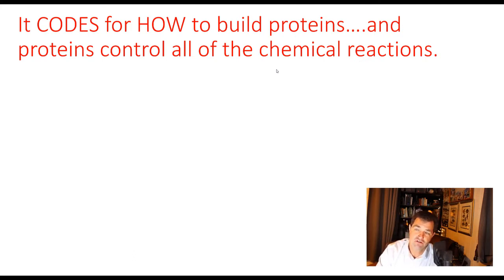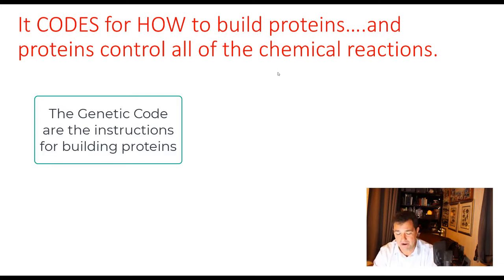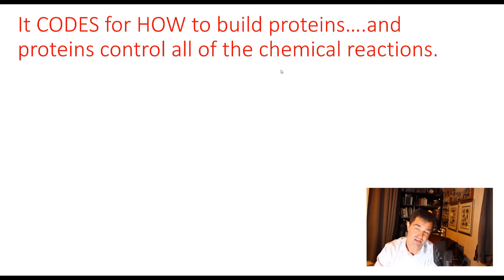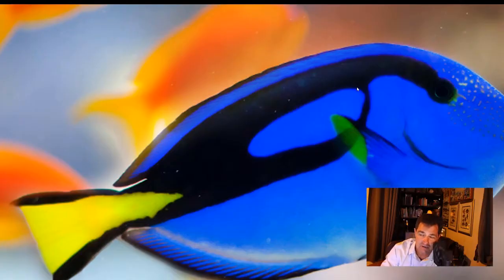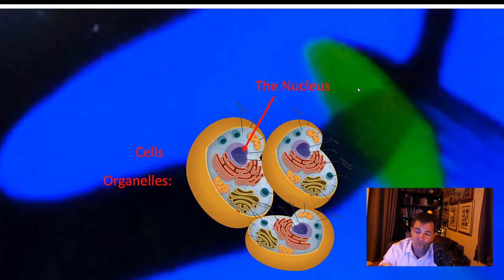Well, it codes for how to build proteins. So when we talked about the nucleus of a cell, remember I said that's where the genetic code is. You might remember back just a little bit ago, we talked about this blue fish and we talked about the cells in the fish, right? So inside the cells of the fish is the nucleus, and inside that nucleus is the genetic code. And that is what affects the development of what proteins we can make and the overall outcome at the end.